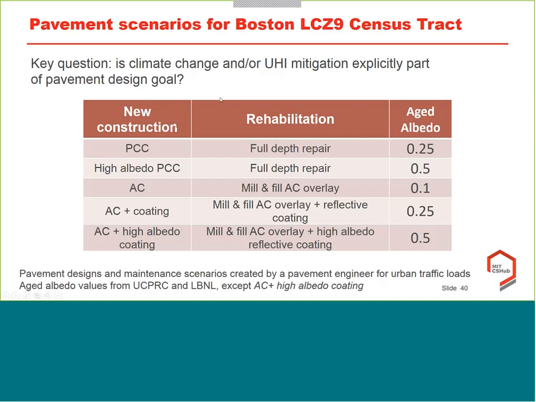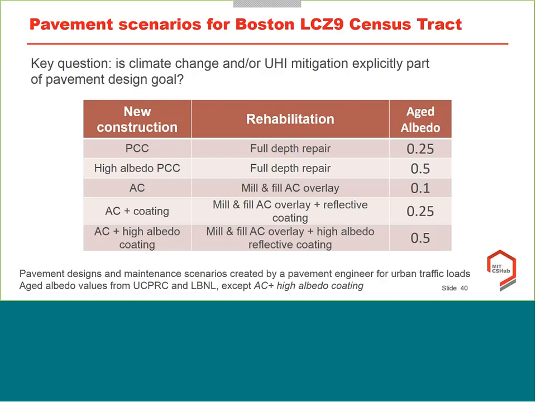So we have right now here a couple different scenarios. PCC is Portland cement concrete and AC is asphalt concrete. And we had a pavement designer come up with pavement designs and then calculate deterioration throughout their life, and then also use some different rehabilitation strategies. And so I won't get into those too much, but what I will bring your attention to is what are our assumptions for the aged albedo values here, right?